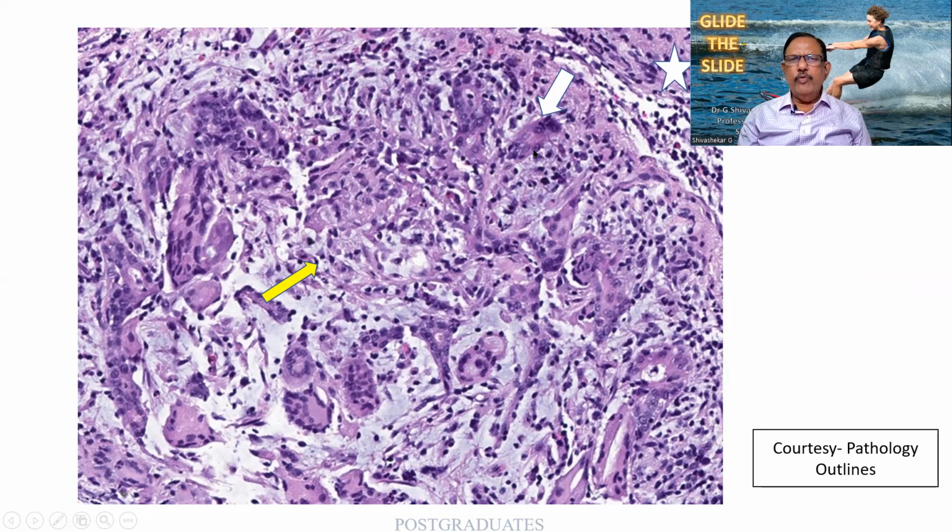It can either be a foreign body type of giant cell or sometimes, to confuse us further, it can be a Langhans type of giant cell. So we are seeing the three things. This looks more like a foreign body, whereas this looks like a Langhans. This is a Langhans giant cell that I am seeing. Courtesy pathology outlines.